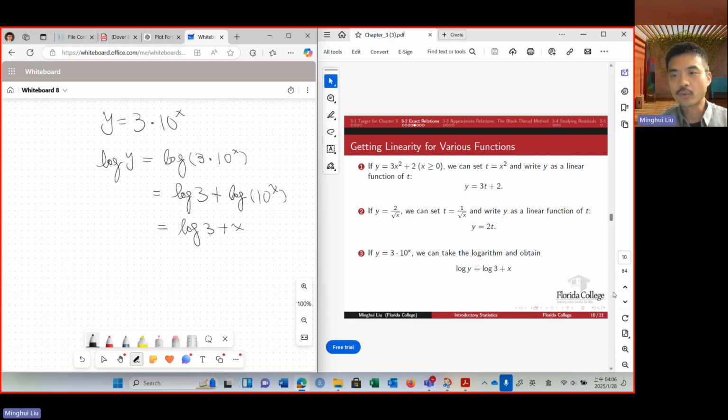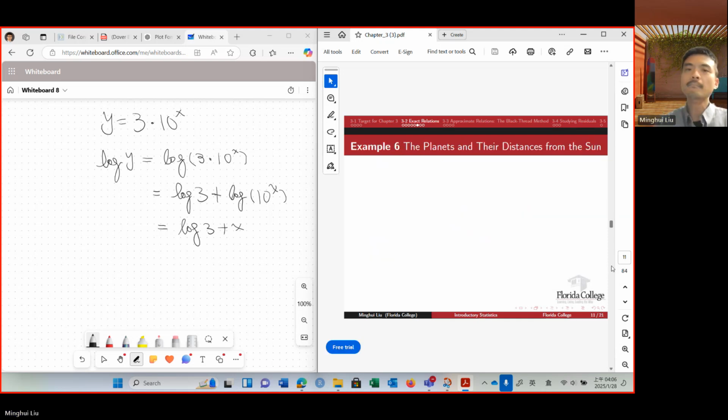Therefore, you can define a new variable, let's call it z, as log of y, and this z becomes a linear function of x. That's equal to x plus log 3.